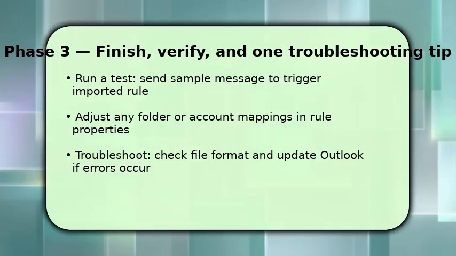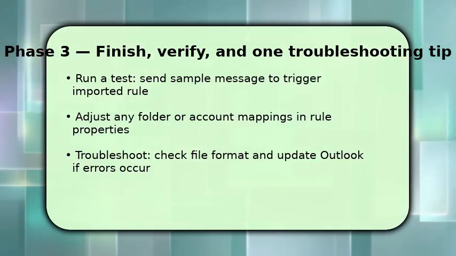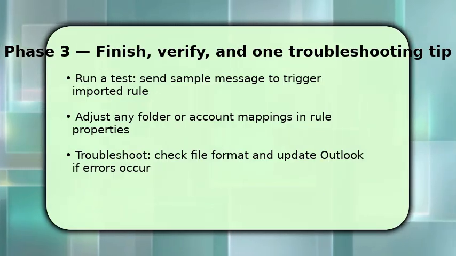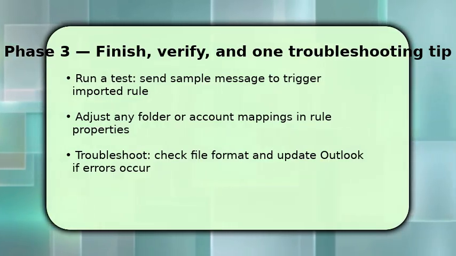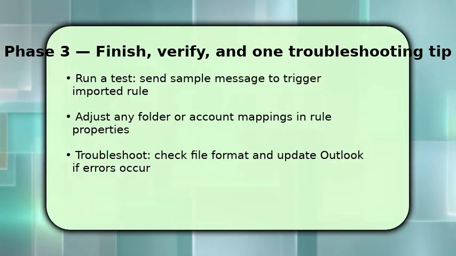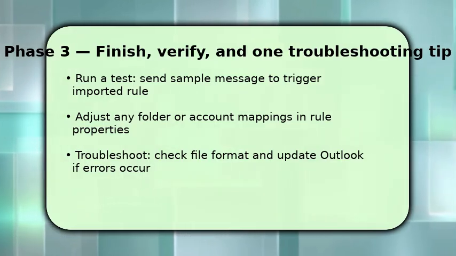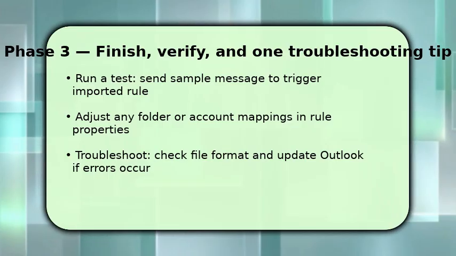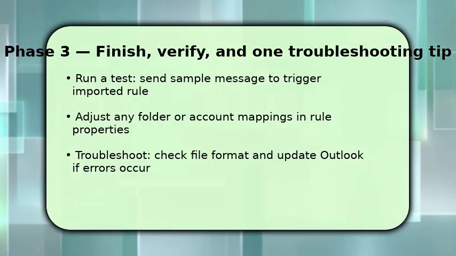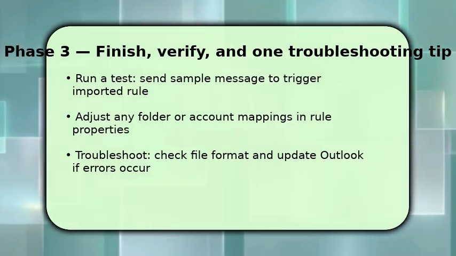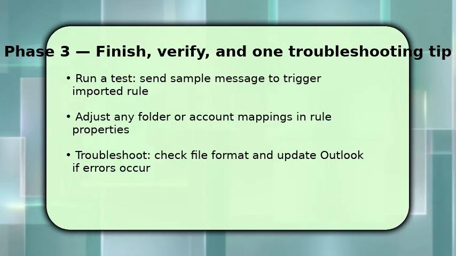Send a sample message that should trigger the imported rule and watch for the expected action: move, categorize, or forward. If something's off, edit the specific rule properties to correct folder paths or account mappings. Rules often fail when folders moved or account names differ. Finally, save and re-enable rules, then restart Outlook to lock settings.